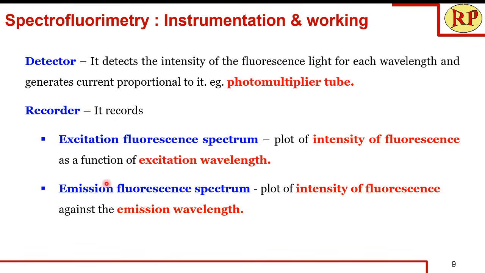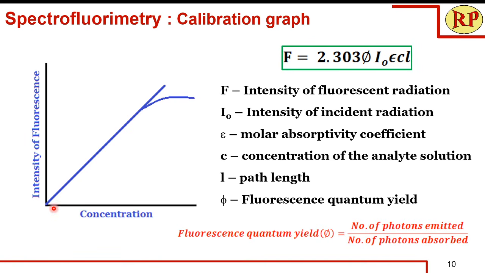Recorder records two types of fluorescence spectrum: plot of intensity of fluorescence as a function of excitation wavelength and plot of intensity of fluorescence as a function of emission wavelength. And here, similar to your spectrophotometer, we can also draw a calibration graph. When we have a series of known concentration solution, we can measure the intensity of fluorescence and plot a graph between the two, and we get a linear line passing through the origin. And similar to Beer-Lambert's law, at higher concentration, the linearity is deviated.